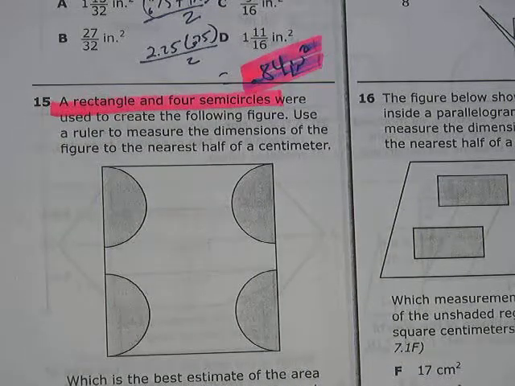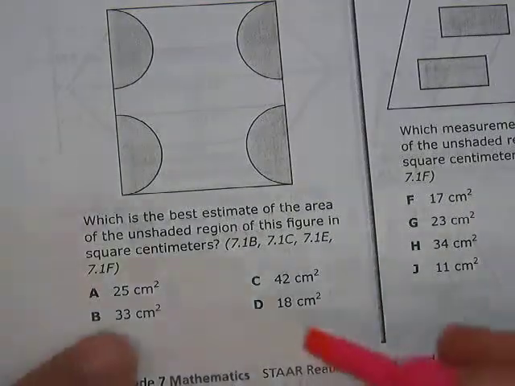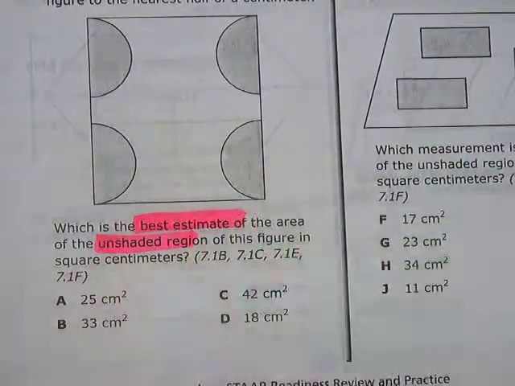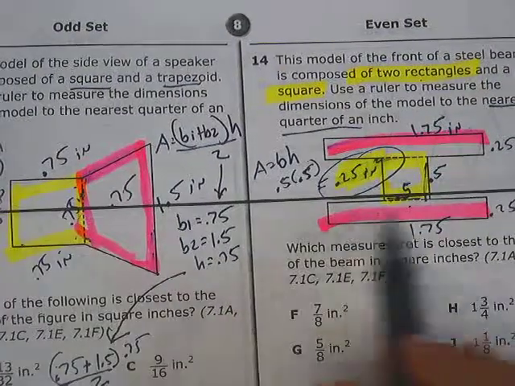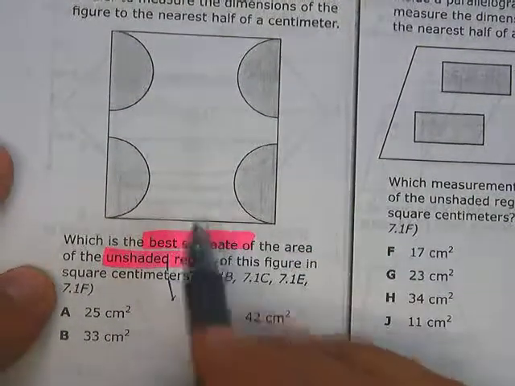Next one here. You have a rectangle and 4 semicircles. Okay. A rectangle, 4 semicircles. It says there, what is the best estimate of the area of the unshaded region?